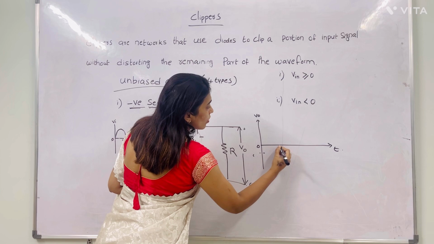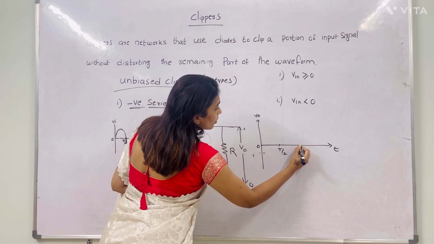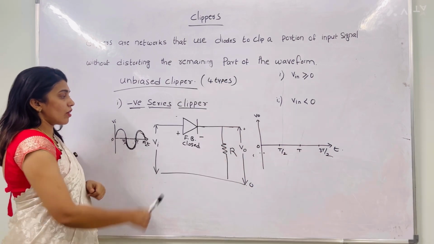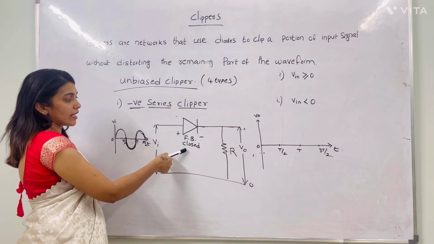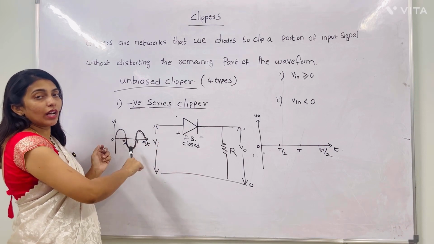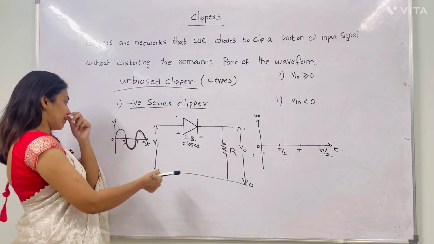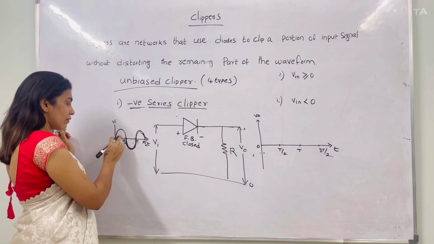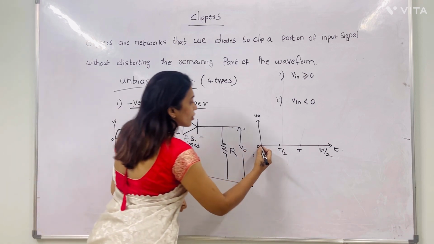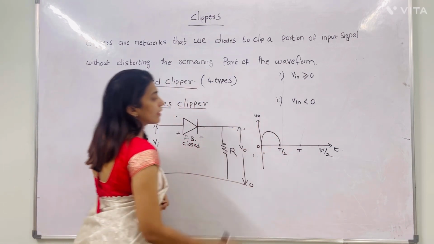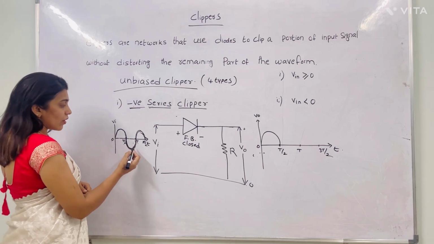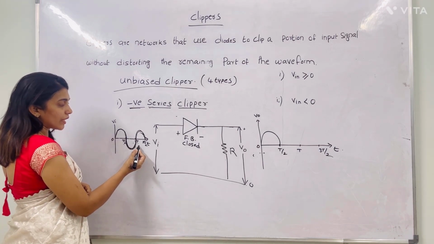0, T by 2, T, 3T by 2, like that. During the positive half, the diode is in forward bias condition, the closed condition. So it is allowing the voltage from input to output side. Whatever input magnitude is there, the same magnitude is at the output side, like this. Next, during the negative half from T by 2 to T.